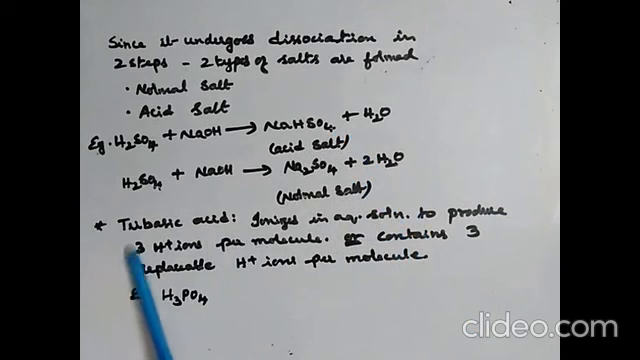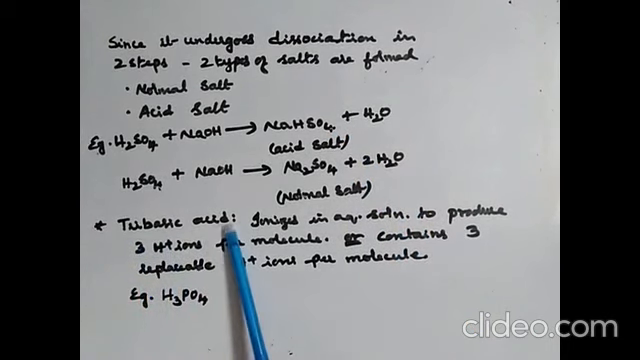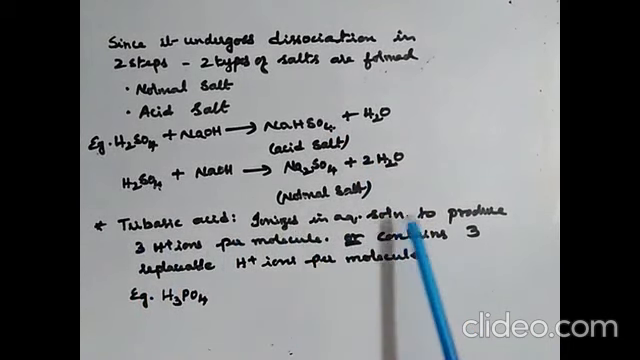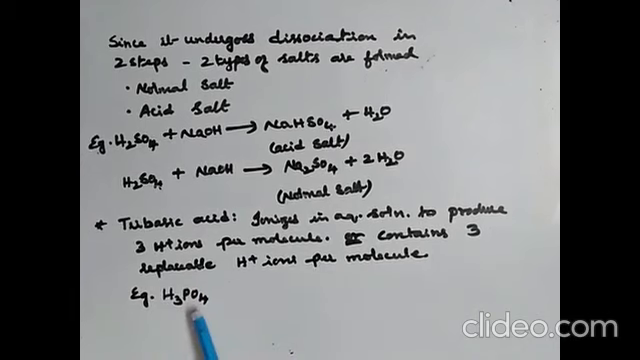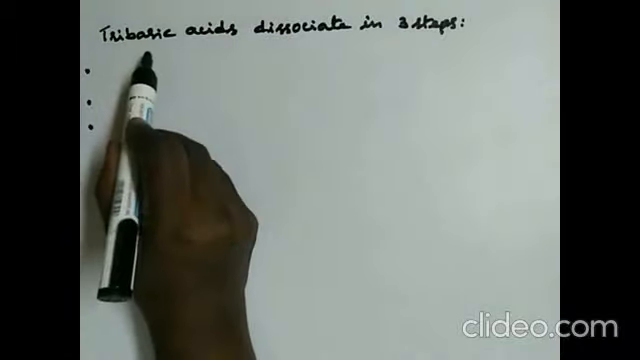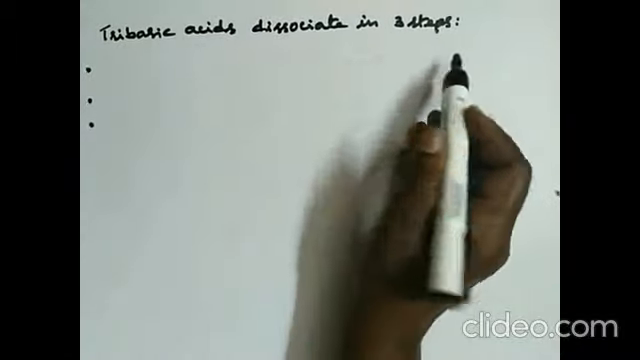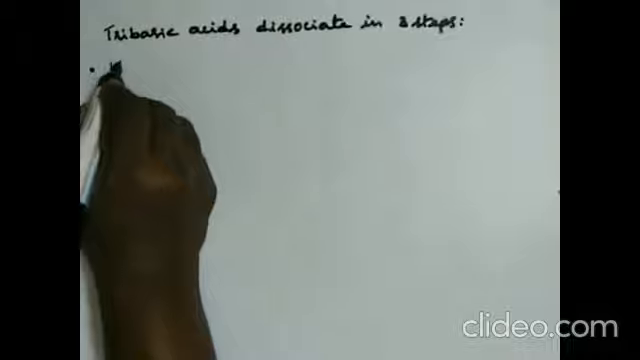The next is tribasic acid. Tribasic acid ionizes in aqueous solution to produce 3 H plus ions per molecule of an acid. Or it can be defined as it contains 3 replaceable H plus ions per molecule. Example, H3PO4, that is phosphoric acid. Tribasic acids dissociate in 3 steps. Example, phosphoric acid.